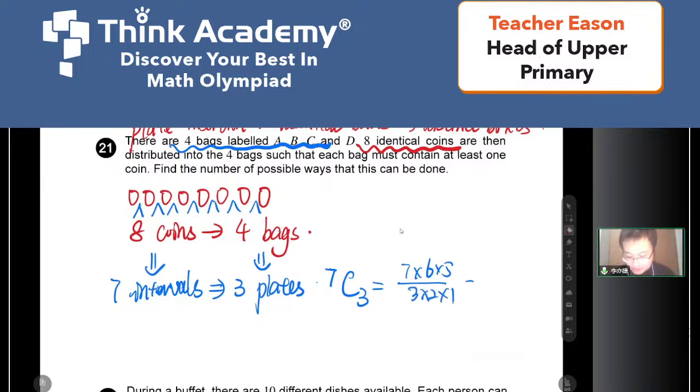The answer is just 35. And for this 35, one method of inserting plates corresponds to one method of distributing coins. For example, if we insert 2 plates here, it means A gets 2, B gets 2, C gets 1, and D gets 3, and so on. So this is the so-called plate insertion method.